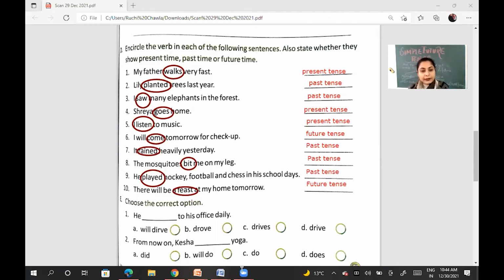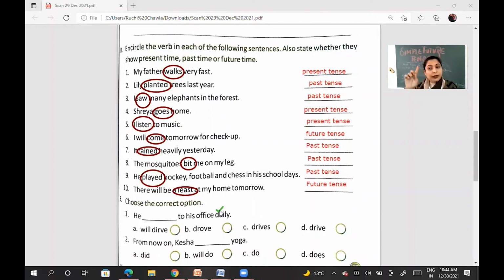Sentence number 1. He dash to his office daily. Now, option A, will drive. Option B, drove. Option C, drives. Option D, drive. Now, simply read the sentence. The last word is daily.